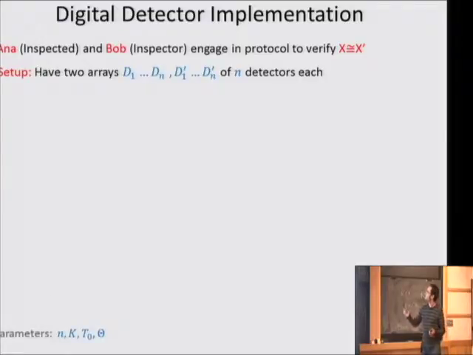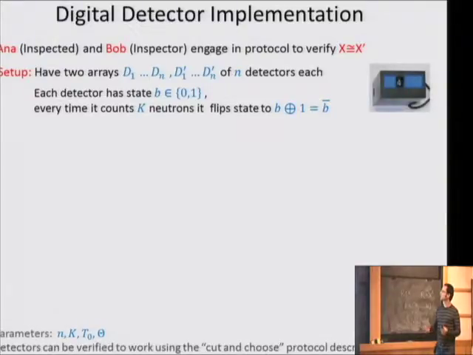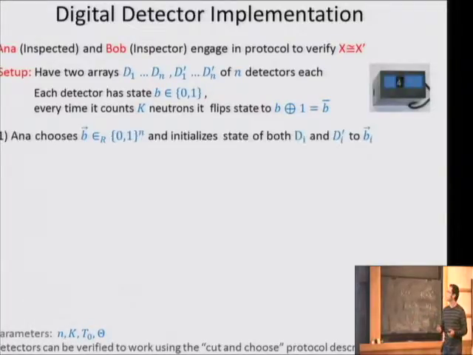So we want to have this protocol. We want to verify that two things are very similar, or let's say identical. So we have these two arrays of detectors. Each detector has a state that is 1 bit, and it flips every time it counts k neutrons. Think of k as 2 to the i, where i is the digit that we were looking at. It flips its state from b to the negation of b. So that's basically this kind of counter.